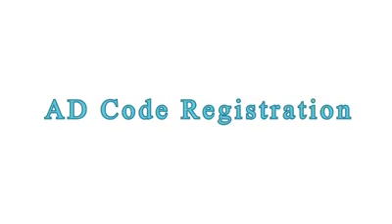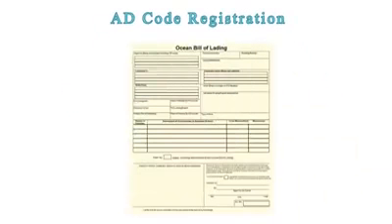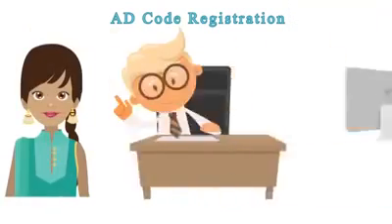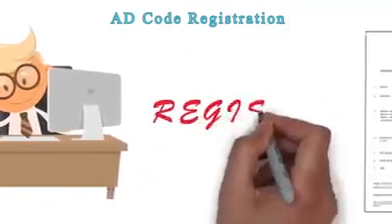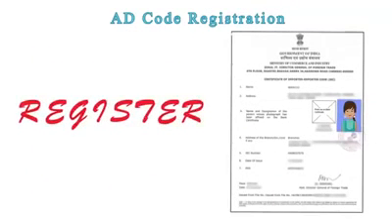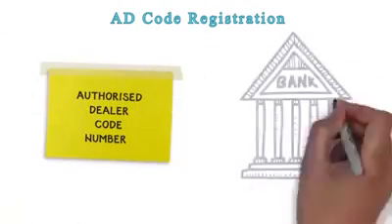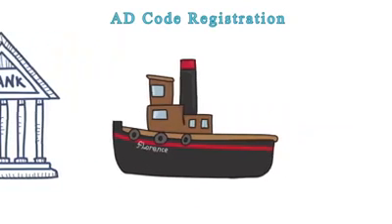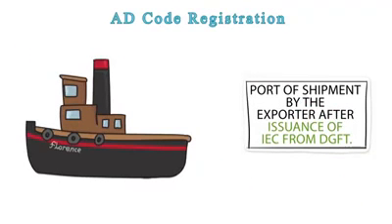AD code registration. Before filing any export shipping bill, NICU or the CHAs are required to register with the customs their IE code and authorized dealer code number of the bank through which export proceeds are to be realized. AD code registration is at the port of shipment by the exporter after issuance of IEC from DGFT.